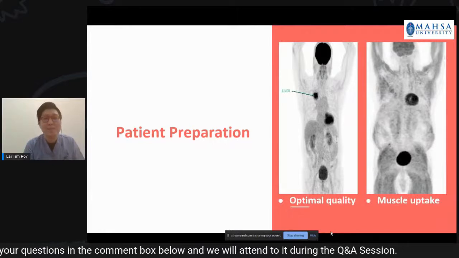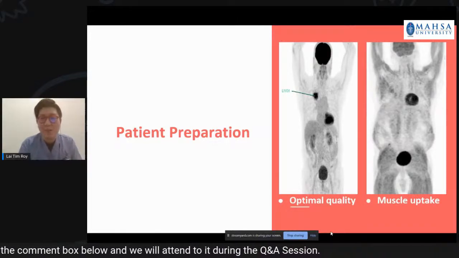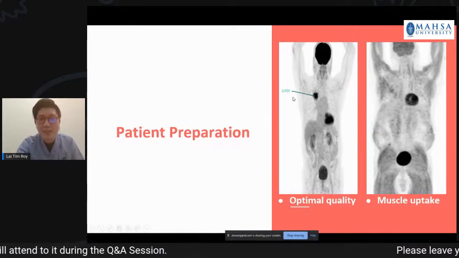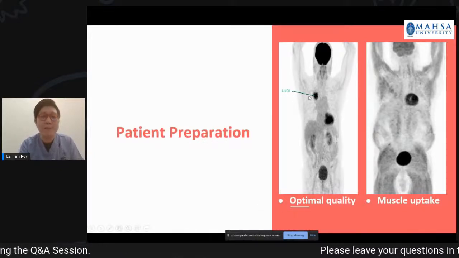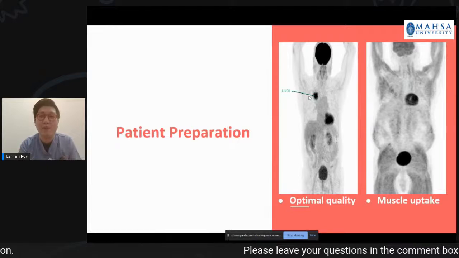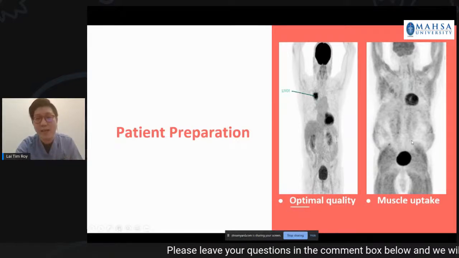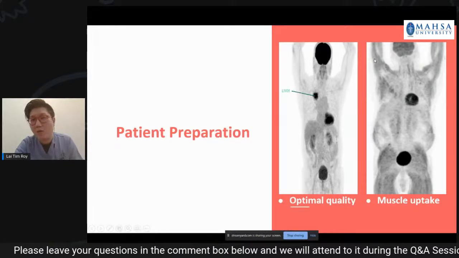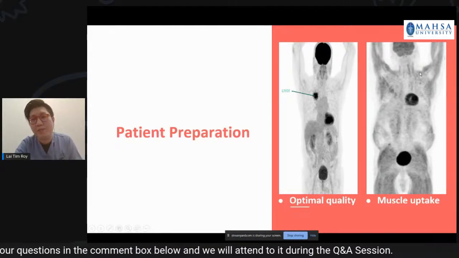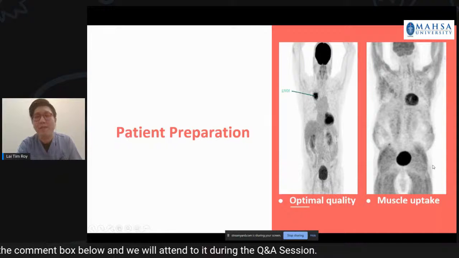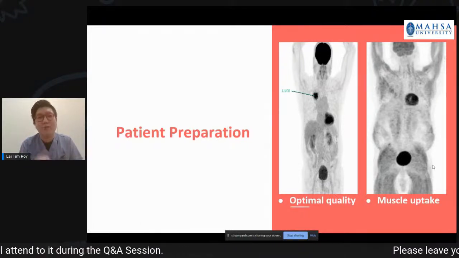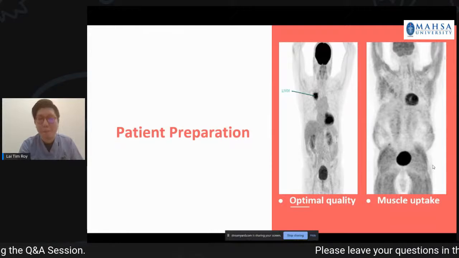Okay, here are some examples of muscle uptake images. On these images is an optimal quality of uptake. This is one of the PET CT images. And when you look at these muscle uptake images, you will see all this region here with muscle uptake. Therefore, it creates an image that's not clear and is very difficult for interpretation.